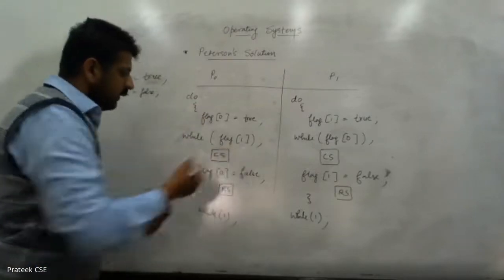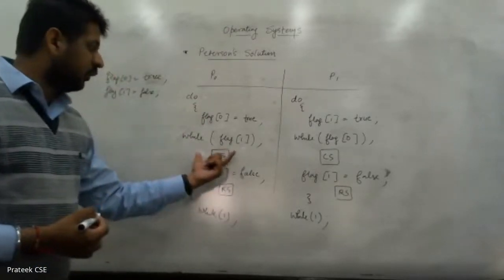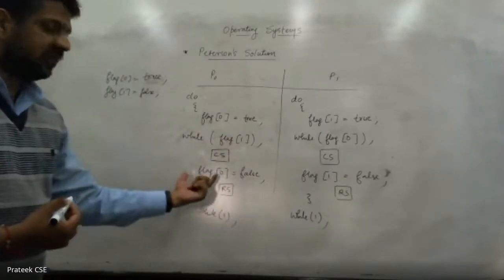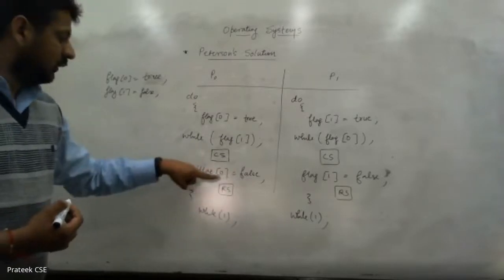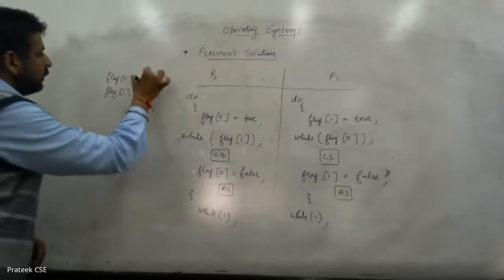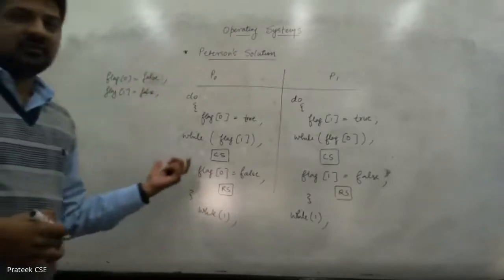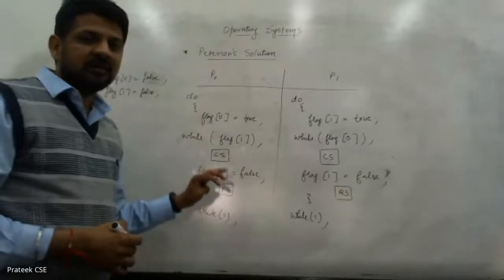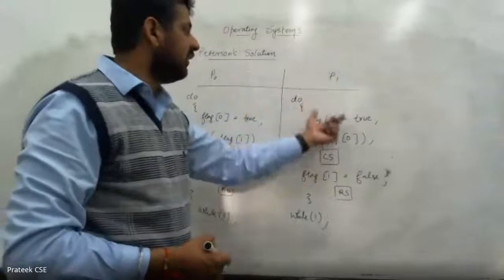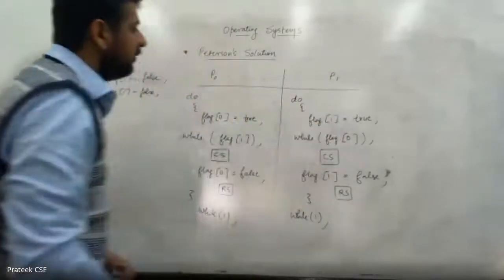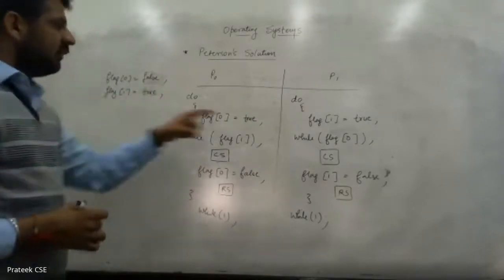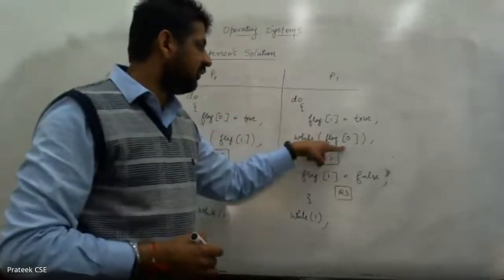After performing all the tasks, if process P0 wants to exit the critical section, it will simply set flag[0] equals false and exit the critical section. So this is how P0 will enter and exit the critical section. Now if P1 wants to enter the critical section, P1 will execute this particular code. First of all, P1 will set flag[1] equals true, and it will check the value of flag[0].